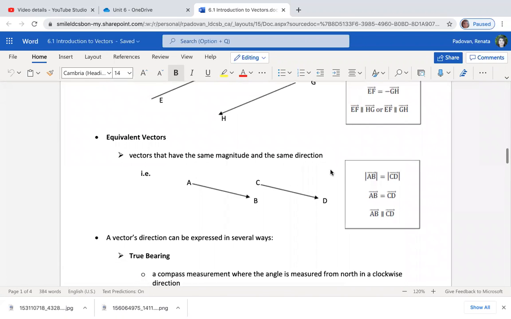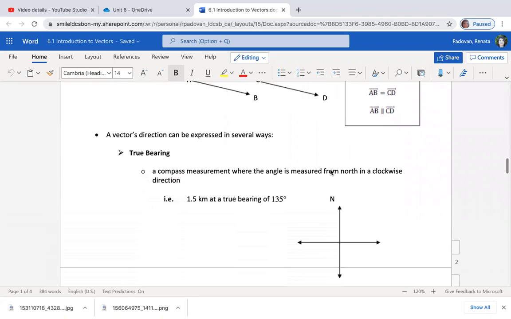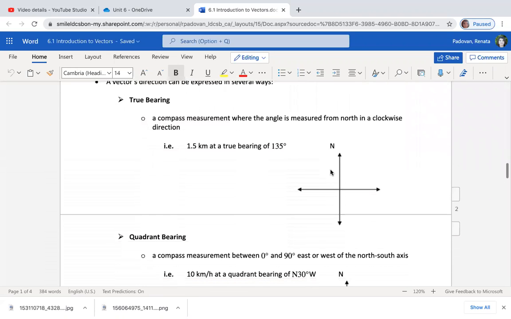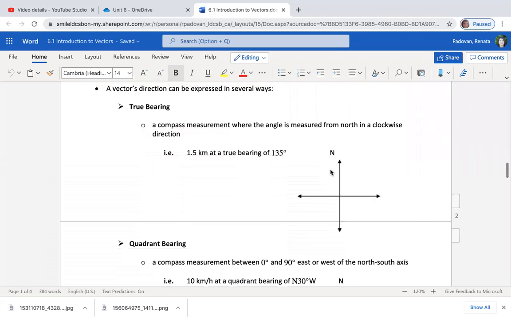For the direction, how are we going to say what direction it's going in? So again, that boat that was in the water, how do we indicate what direction it's going in? One is called a true bearing, and we've seen both of these before, and the other is called a quadrant bearing. So just focusing on the true bearing. True bearing is a compass measurement where the angle is measured from north.